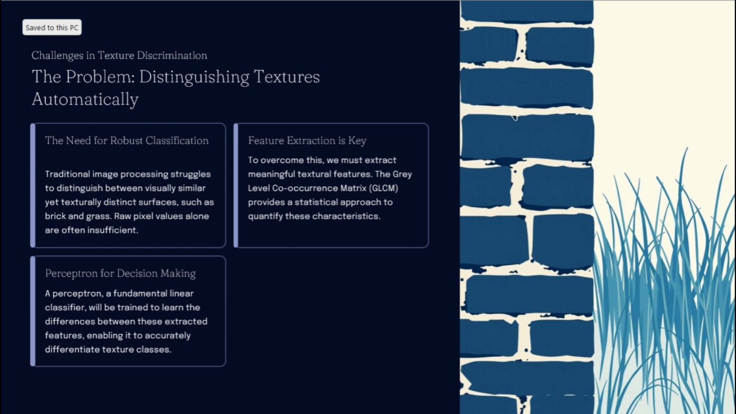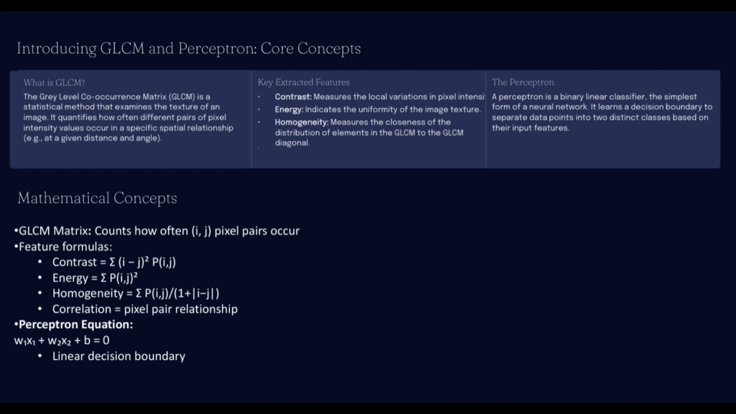Finally, we use a perceptron, a simple linear classifier, to learn the differences between these features and accurately separate the two texture classes. This slide introduces the two core concepts of our project, GLCM and the perceptron.